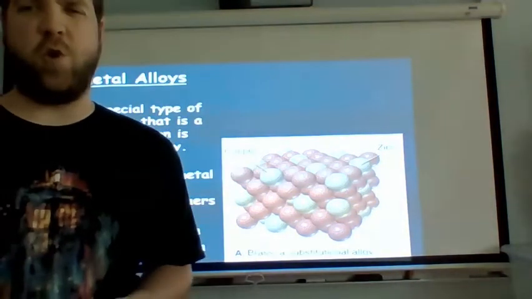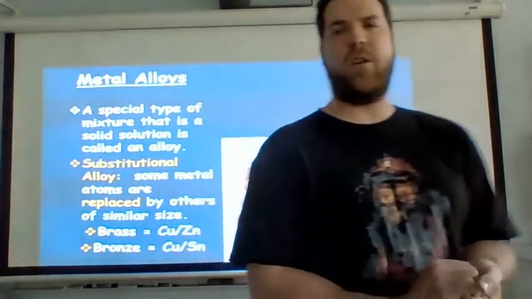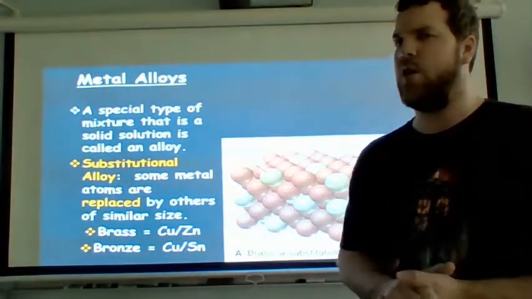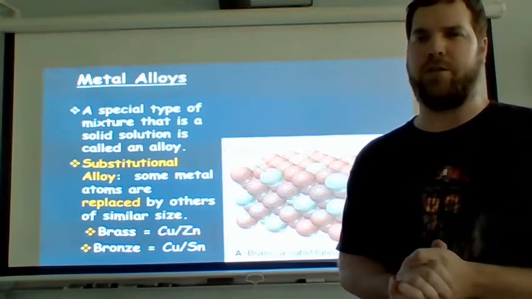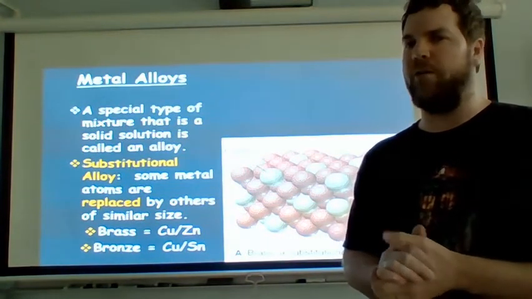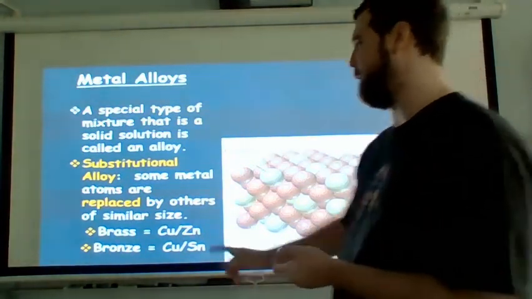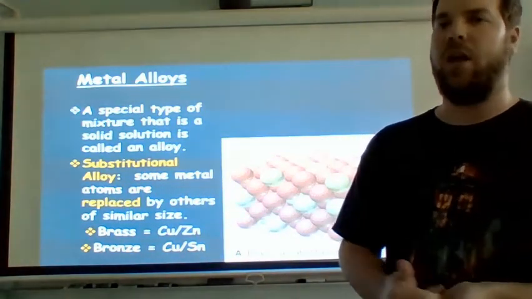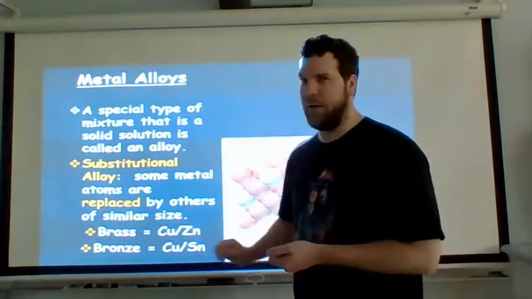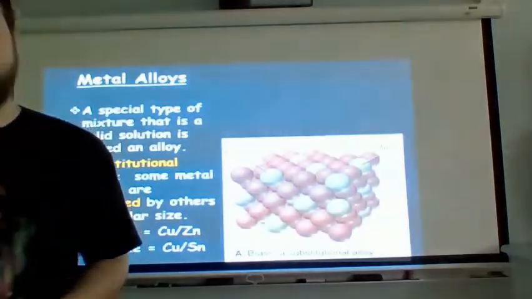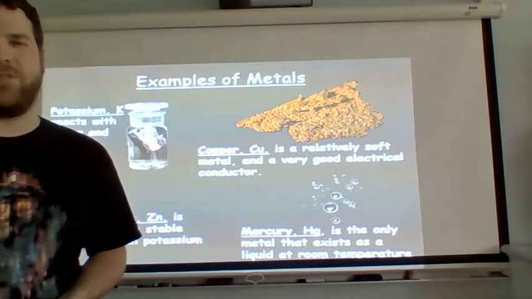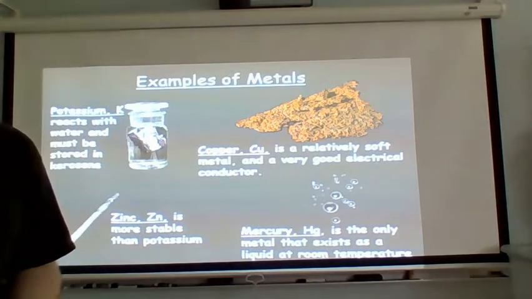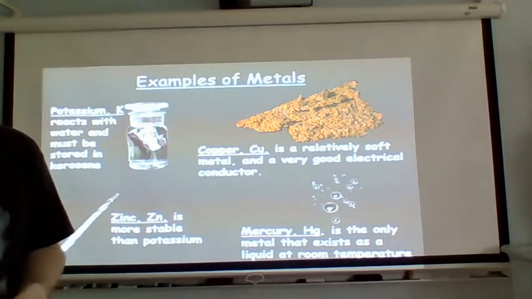We're not going to talk too much about alloys, but just know that it is a solid solution, which makes it kind of a weird type of mixture. You're probably aware of a couple alloys like brass and bronze, which are a mixture of copper and zinc, and a mixture of copper and tin. Here are a couple of examples of metals from the periodic table before we move on to nonmetals.